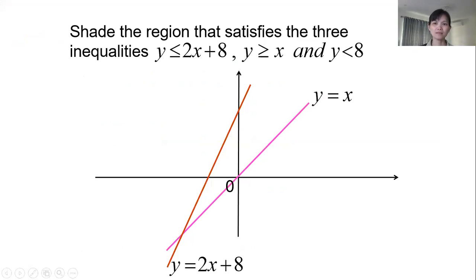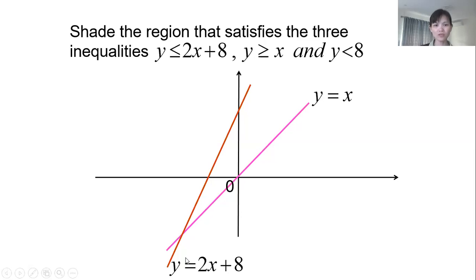Okay, let's see this question. Shade the region that satisfies the 3 inequalities here. We know that the equation of this one is here. This equation means we draw the line y equals 8. y equals 8 is the horizontal line that passes through 8. So now, where is 8?